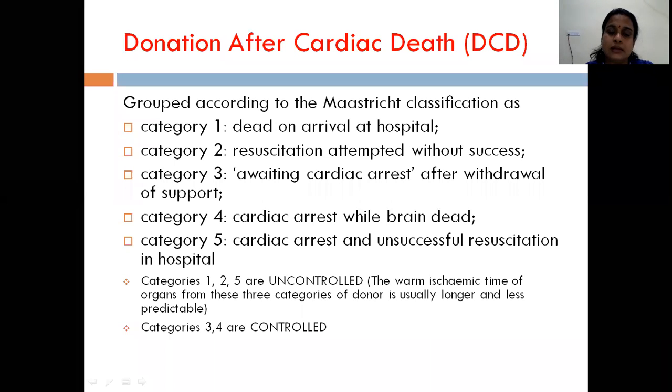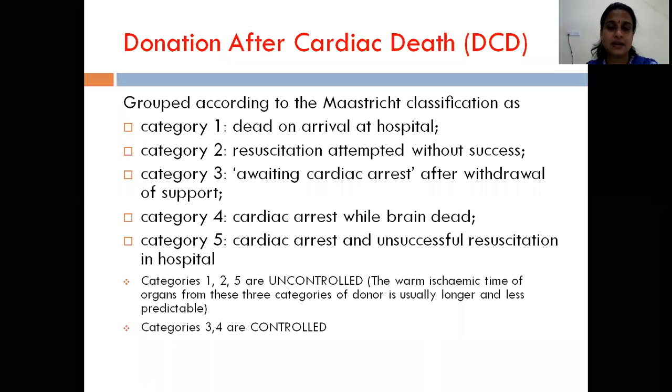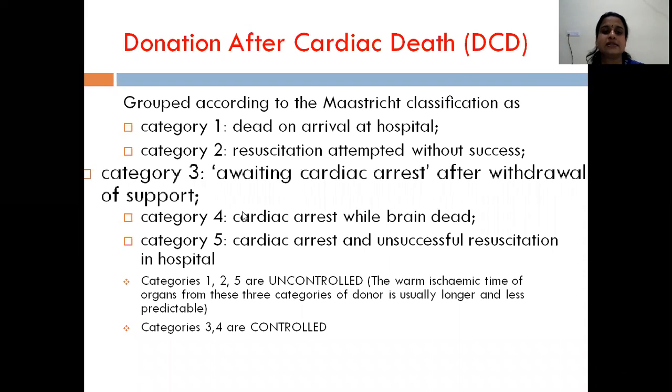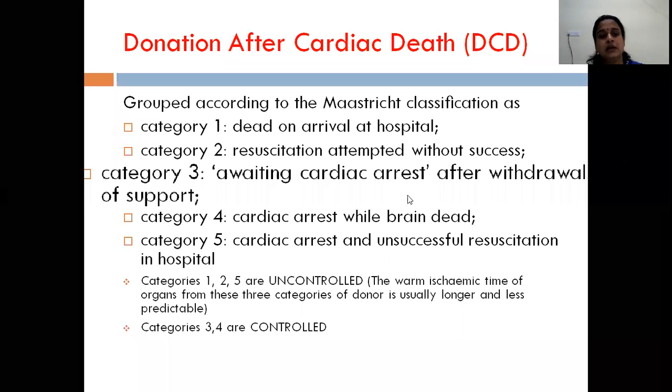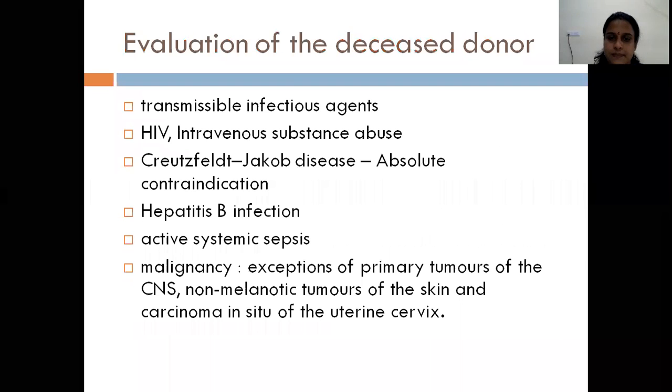I told you about this warm ischemic time. Ideally, it should be 45 minutes, but practically speaking, it can be as much as 2 to 3 hours. That is, from the time the patient was declared dead to the time the surgical team arrives to remove the organs from the donor. Okay, so that warm ischemic time can be practically as much as 3 hours. The maximum donor pool is from category 3, where they are awaiting cardiac arrest after voluntary withdrawal of the support at the request of the relatives, of course.